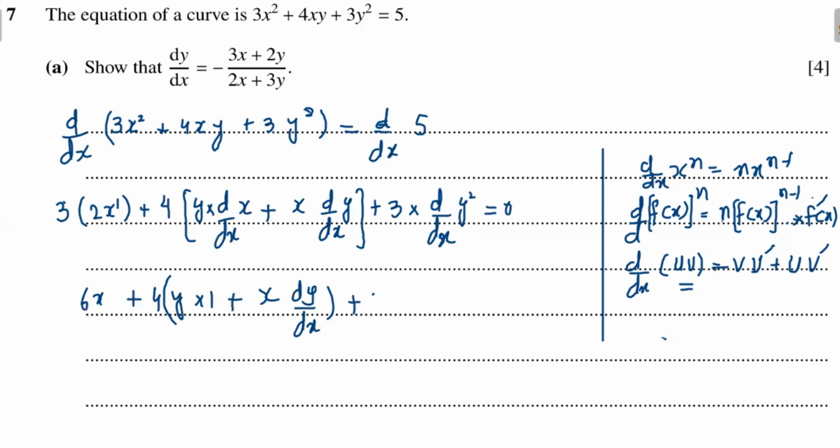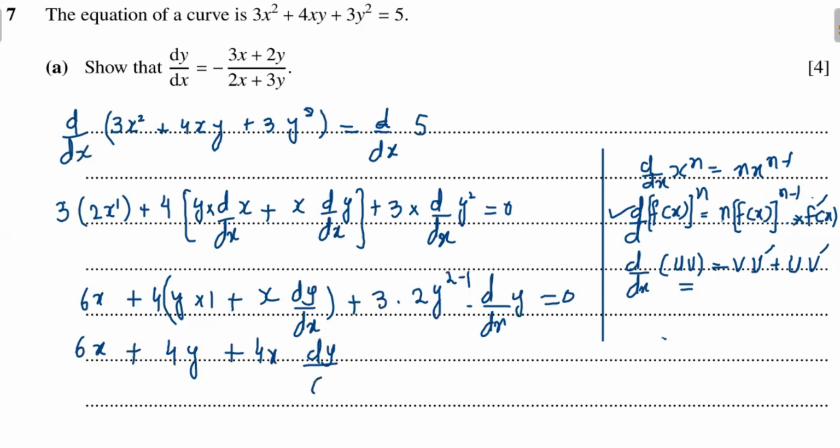And next is plus 3 into the derivative of y squared. We use this formula. Firstly, we take the power rule: n into f of x power n minus 1. That becomes 2 into y power 2 minus 1. And then we take the derivative again, d over dx of the base. The base is y. Now we can write this as 6x plus 4y plus 4x dy over dx plus 6y into dy over dx equals 0.